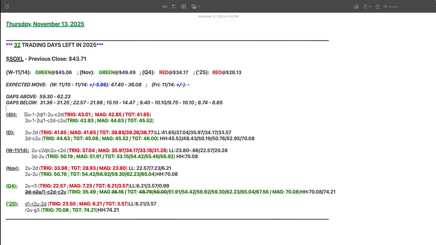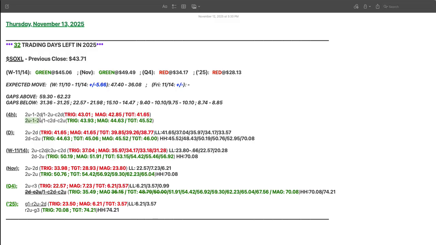We'll just look at the 4-hour and day chart a little bit more in detail for those longer intraday trades, possible overnight swings. If we do get price action to the downside, we get that 2-1-2 down triggering at 43.01 with the magnitude of 42.85. So not a whole lot of magnitude, but once we do reach that 42.85, if we go below it, that triggers the 1-2 up combo 2 down, and then we've got a magnitude of 41.65 for that move.